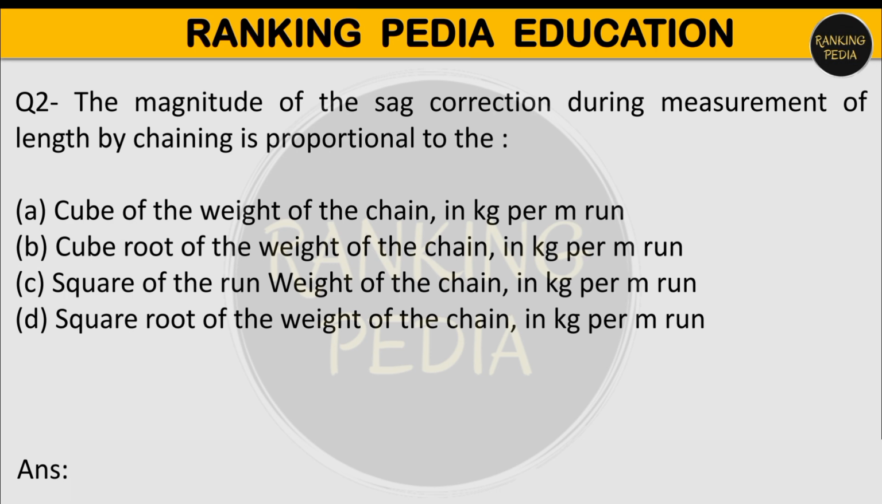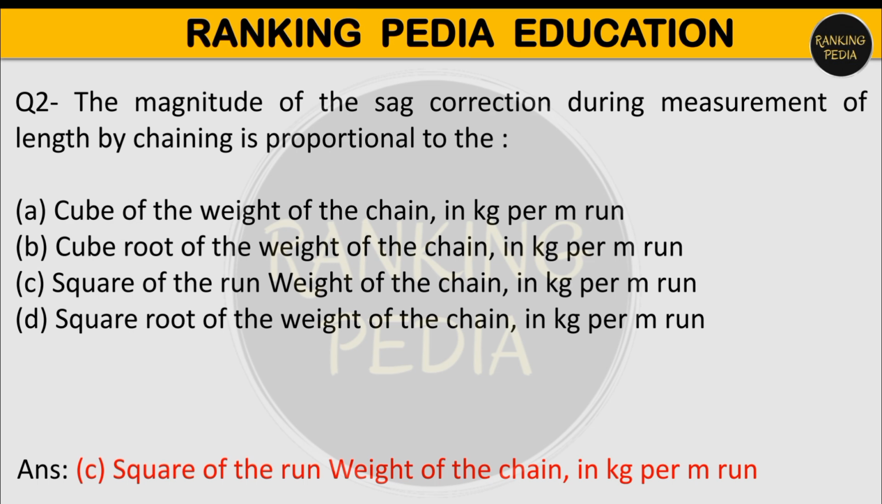Sag correction is always negative. Sag correction is W square into L cube by 24 Pn whole square. W is your weight of chain per meter length, L is your length of chain, and Pn is your normal pull in kg. So sag correction is proportional to the square of the weight of the chain in kg per m run. Option number C is correct.